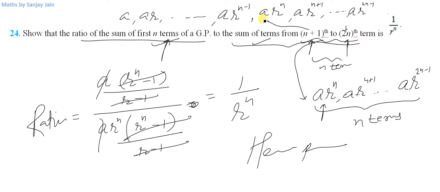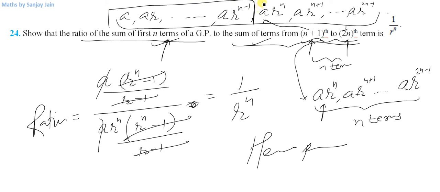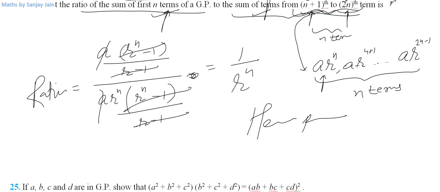How many terms are these? In total I have written 2n terms, out of which n terms were these and these are the remaining n terms. And this is the first term of this sequence. I hope you have understood the question. This was a pretty simple question.